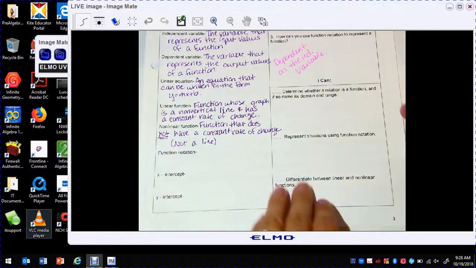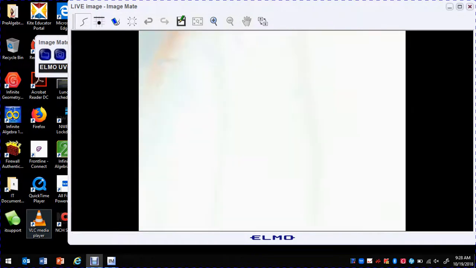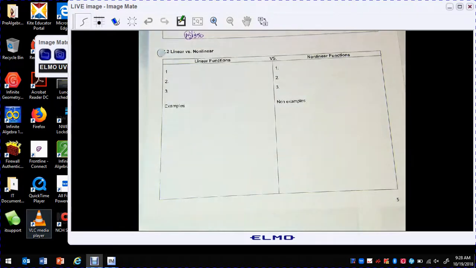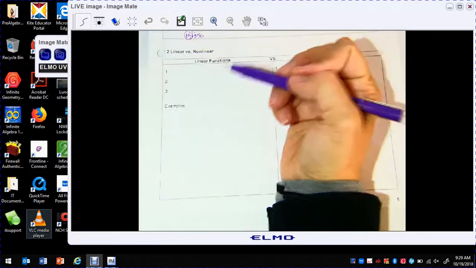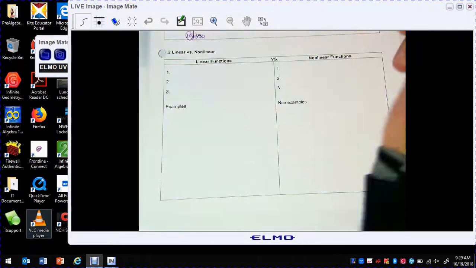Okay, so if we go to the 3.2 notes, we're going to compare linear functions versus nonlinear functions. Sorry about that bell there. Okay, so a linear function, we're going to do fully linear and then we'll talk about the nonlinear.